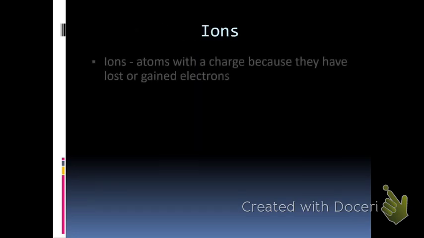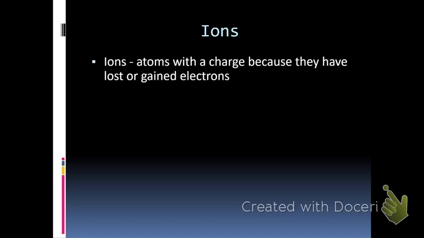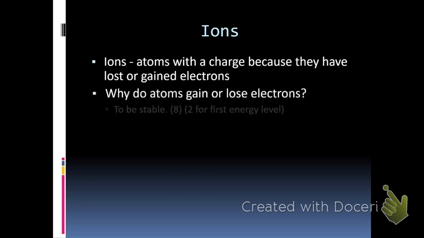So what's an ion? An ion is an atom with a charge because it's lost or gained electrons. A positive ion is called a cation. So most metals will become a cation. Most nonmetals become an anion because they gain electrons. Why do they gain or lose electrons? Well, they need stability. And stability is 8 valence electrons.